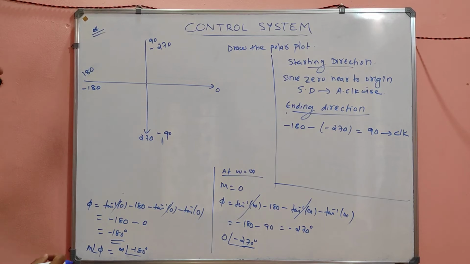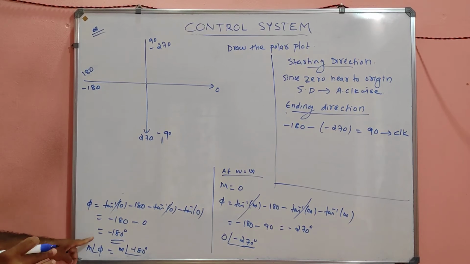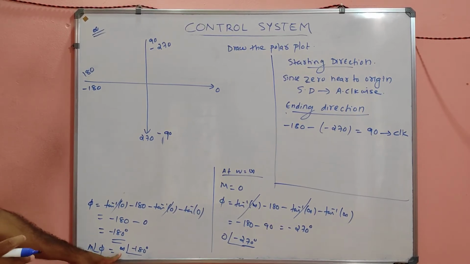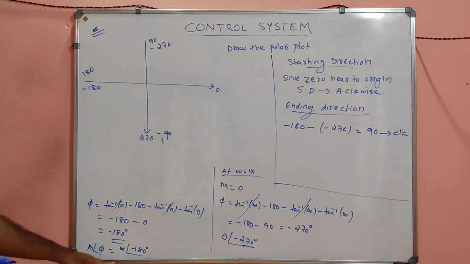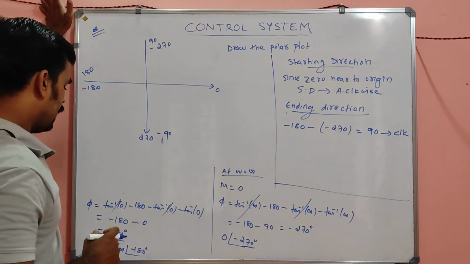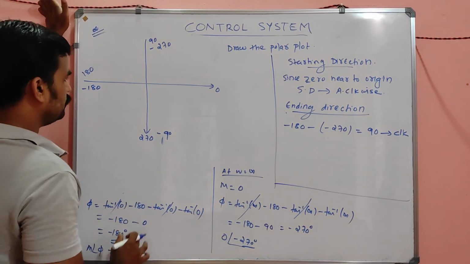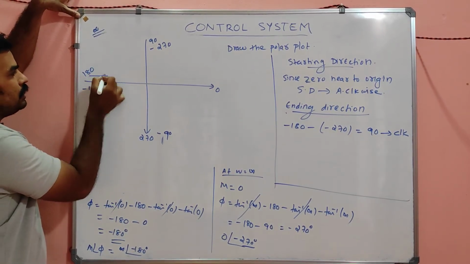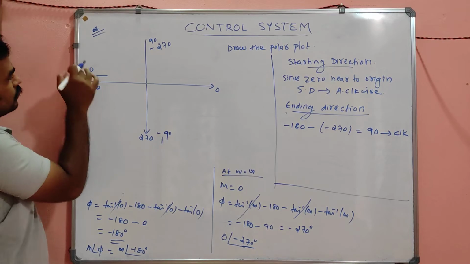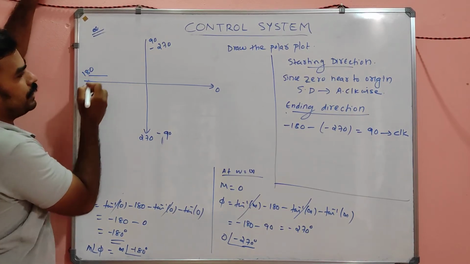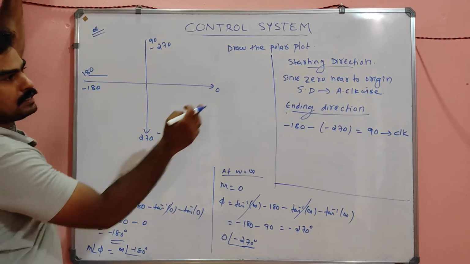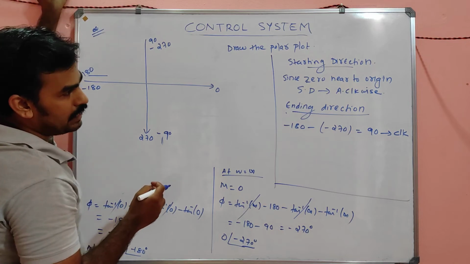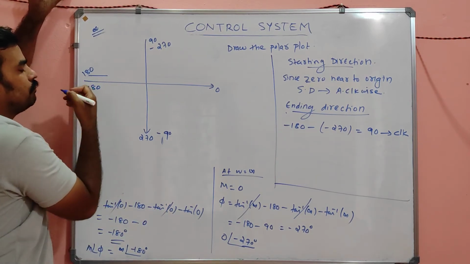The starting direction means you can start anti-clockwise. At omega equal to 0, what happened, my dear? The magnitude is infinity and the angle is minus 180. Minus 180, where does it come? Yes, from here it can come. Infinity means it started from anywhere, so that's why there is a straight line initially, and it is in the anti-clockwise direction.